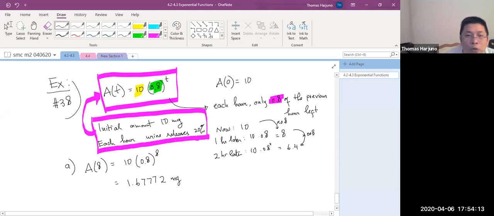Now, when you use your calculator, you may wonder, Thomas, how do I do this exponent 8? If you use a scientific calculator, this is what you punch. You punch 10 first, okay, and then 0.8 to the power of 8. Now the exponent, you use this button.